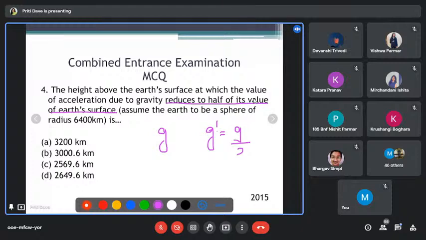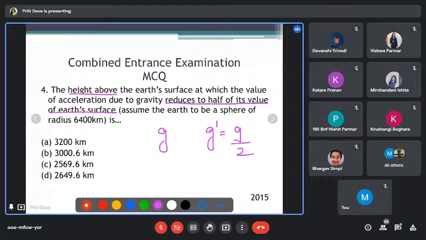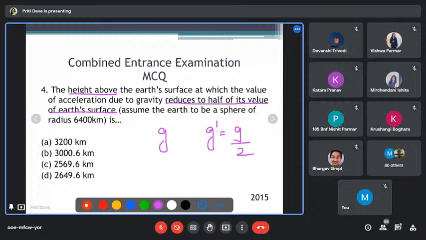Which formula will I use? The first thing is you should know which formula I have to use. So above height, above Earth's surface, that means you are moving away from the surface of Earth. Guys, which formula will I use? G dash is equal to G into 1 minus 2h by r.